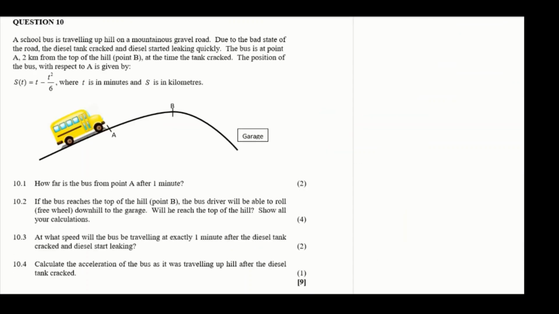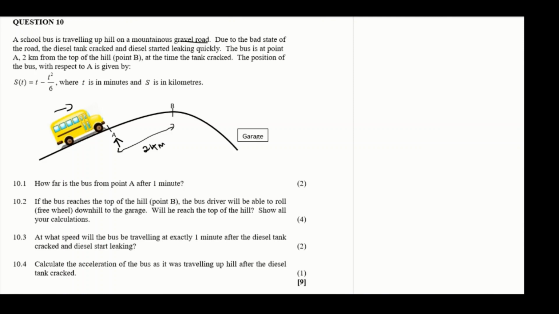Okay, question 10. A school bus is traveling uphill on a mountainous gravel road. As you can see, this school bus is traveling uphill on a mountainous gravel road. Due to the bad state of the road, the diesel tank cracked and diesel started leaking quickly. The bus is at point A. As you can see, this is point A, 2 kilometers from the top of the hill, point B. So from this point A up to point B, the distance is 2 kilometers, at the time the tank cracked.